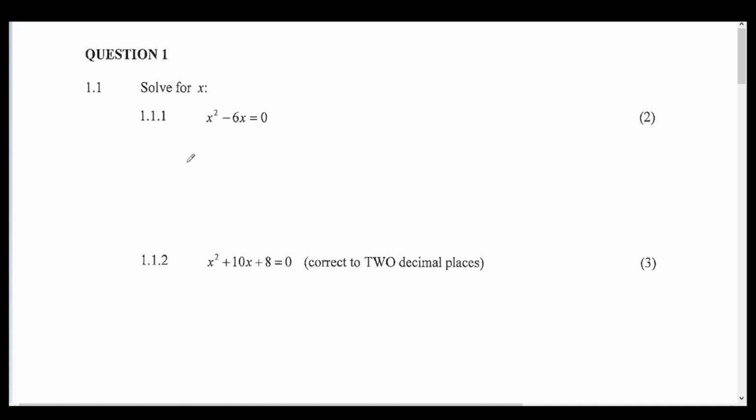Okay. So, like I said, x squared minus 6x equals 0. What we're going to do first, we're going to be taking out x as a common factor. And at the stage of grade 12, this should be very easy for you. So we'll take x out. We'll take x out as a common factor.